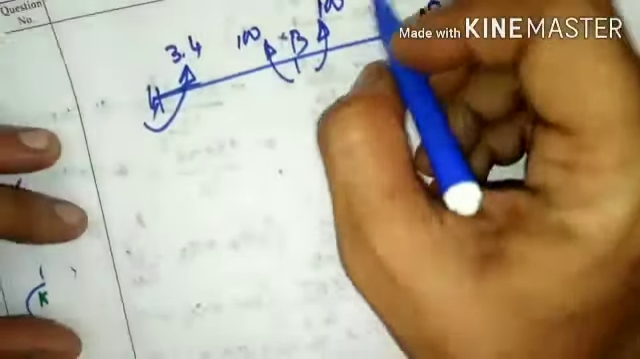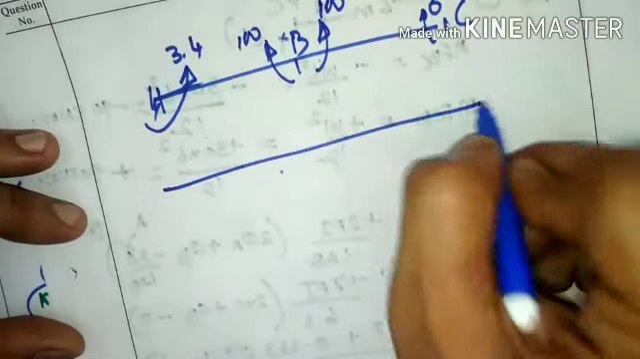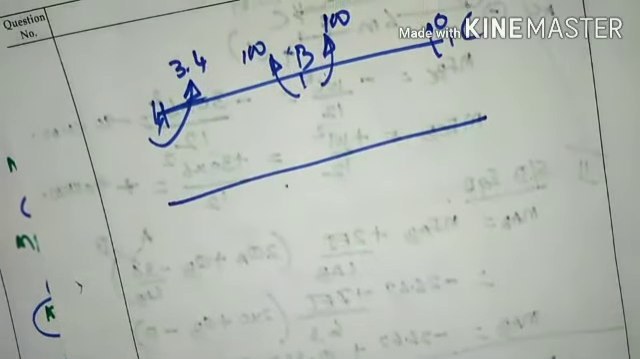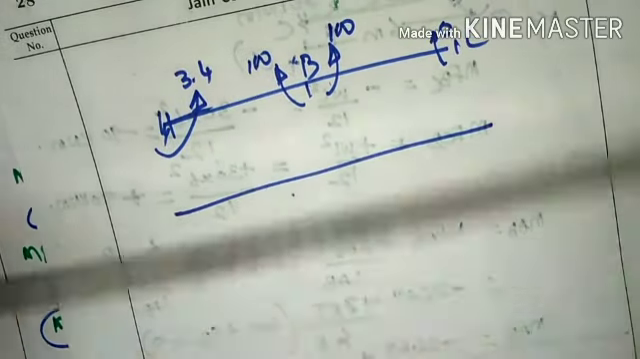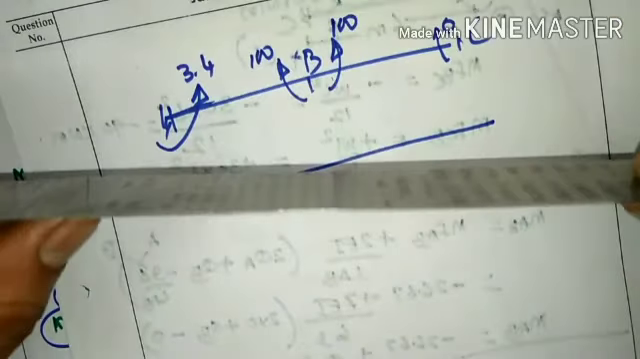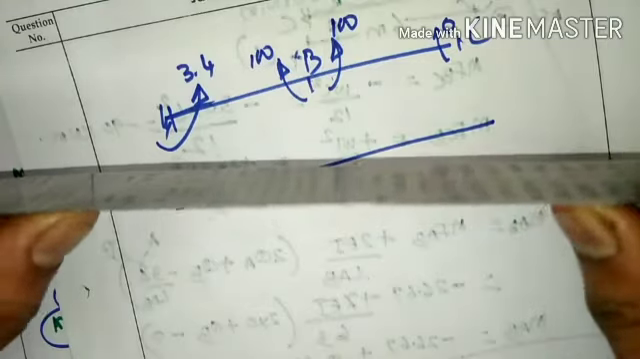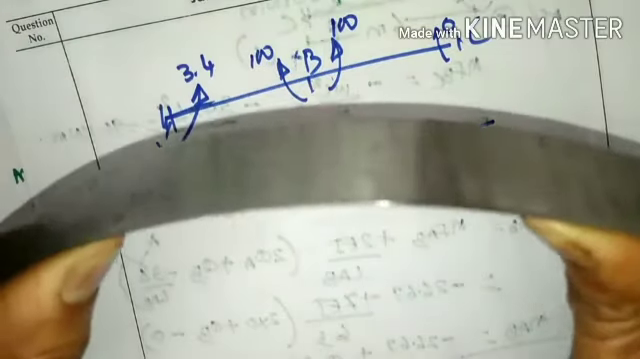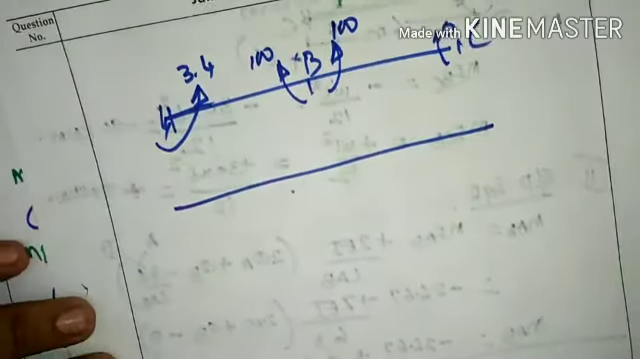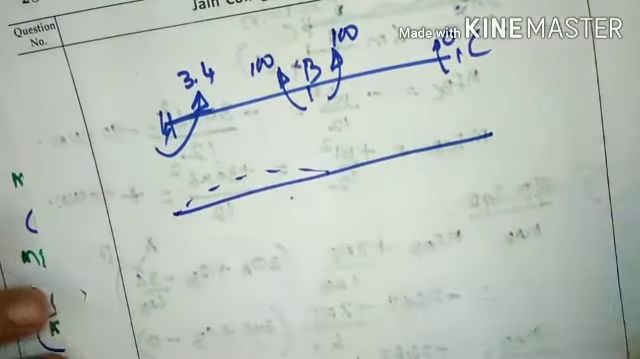Now what direction should it rotate? What type of effect will it yield on the beam? Since I have all the moments at the top, if I consider this support as A and this support to be B, 3.4 is the moment at this location, 100 is the moment at this location. If you push it upward, it will hog. So hogging is negative. So this particular portion AB will hog.